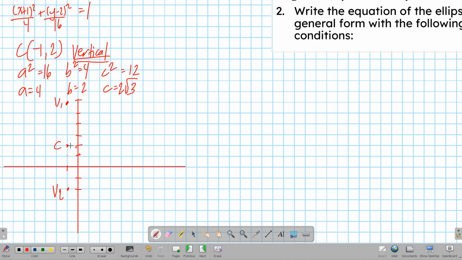So this is A units, which is equal to 4 from the center to this one. And as you can see, they're vertically aligned, so the vertices would have the same abscissa as the center, which is negative 1 for one vertex and negative 1 for the other vertex. In this case, from 2, we added 4. So it's 2 plus 4. So this is now negative 1, 6.